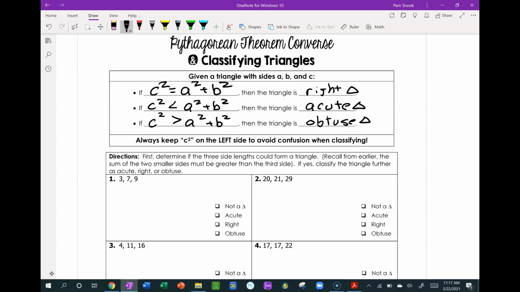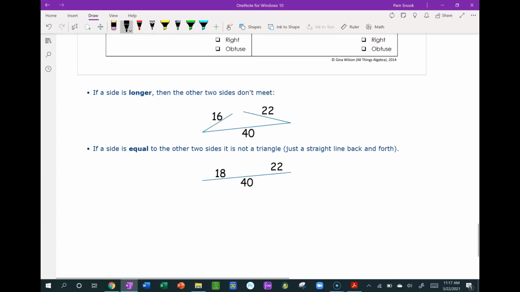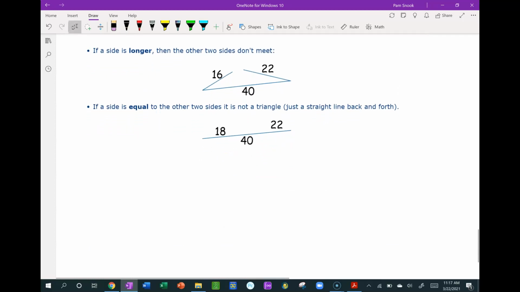And one thing I want you to watch out for is that the sum of your two smaller sides has to be greater than the third side. And let me show you what happens. If your third side, in this case 40, is longer than 16 and 22, so we've got 16 and 22 as your small sides, and then 40 is your longest side. 16 plus 22, if I add those together, I get 38. That is smaller than 40. What happens is the two sides don't meet. Your triangle does not close up.